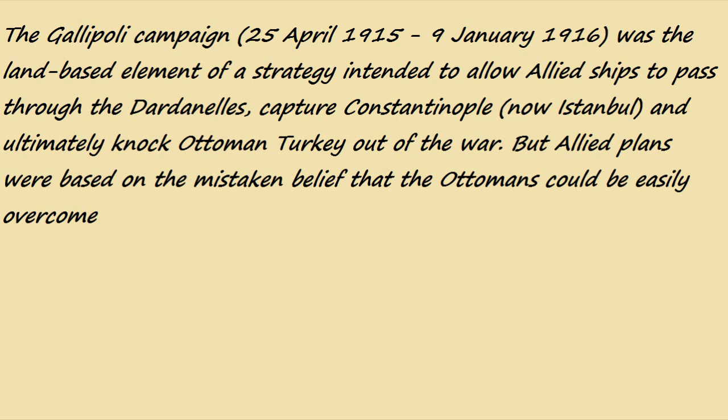Here the Allies had these plans, such as to allow Allied ships to pass through the Dardanelles in order to make it easier to attack the Austria-Hungary Empire, and also this was one of their strategies. But in order to do so, they had to knock the Ottoman Turkey out of the war. So they believed that since the Ottoman Empire was already weak, it was going to be easy to knock it out of the war. But the Ottomans proved that they were still strong enough, and they opposed the Allied invasion.